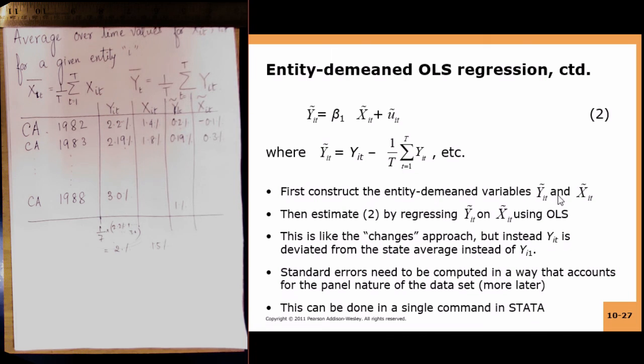First we construct the entity demeaned variables y tilde it and x tilde it. How do you estimate it? Then estimate equation 2 by regressing y tilde it on x tilde it using OLS, like the changes approach as I said before. And standard errors need to be computed in a way that accounts for the panel nature of the data set. So this can be done in a single command in Stata, or it can be done in R also, by creating a panel data object.